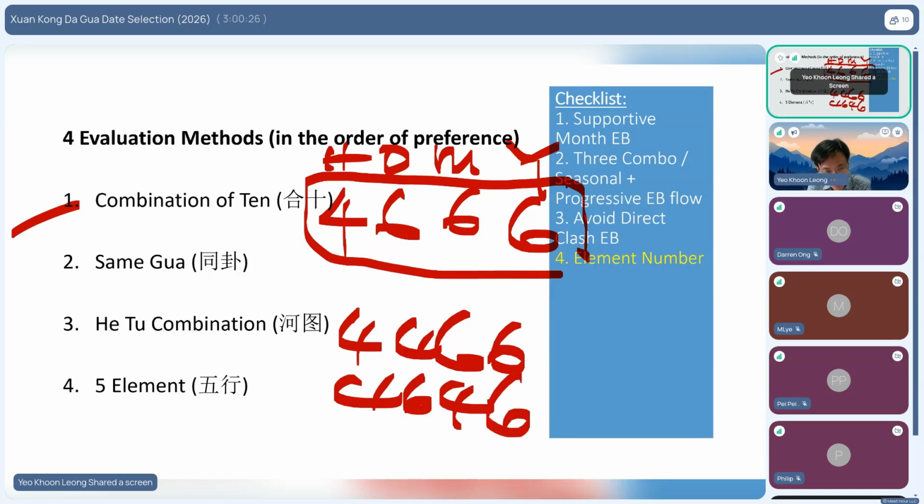So once you understand this, then Andrew's question about combination of 10 with neighboring pillars, must or no need, I'll say this question is no longer relevant. Am I right to say that, Andrew? Because it can be 4666.